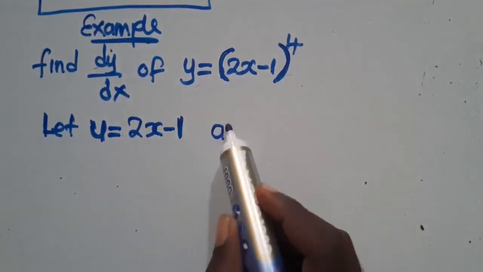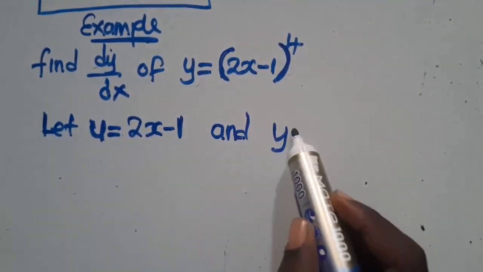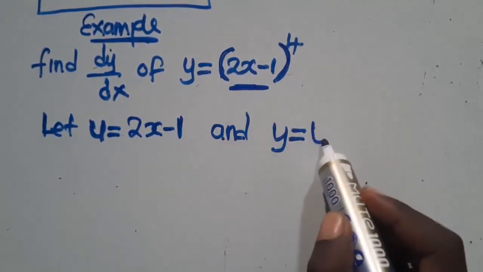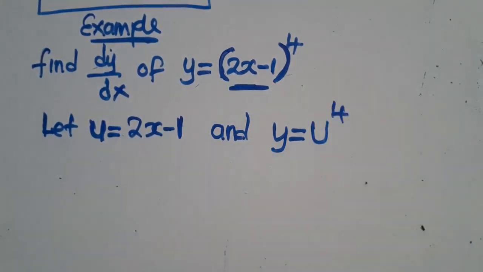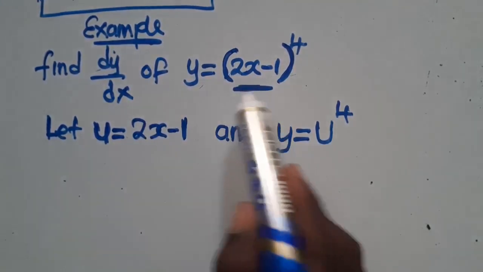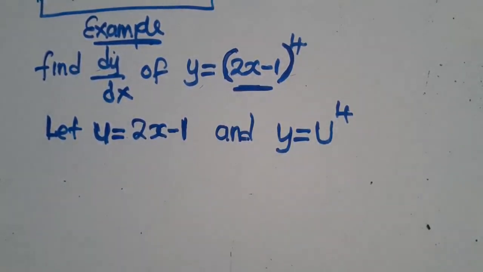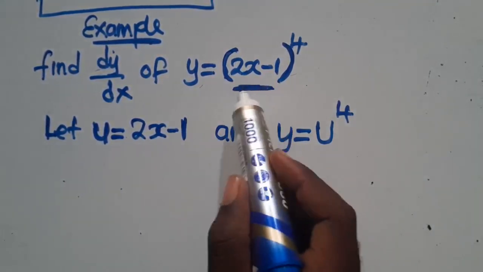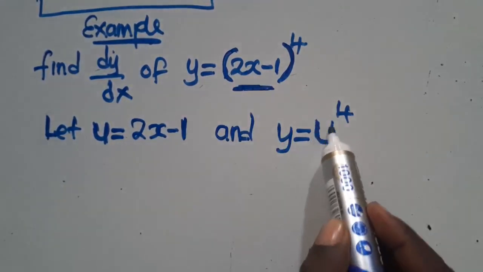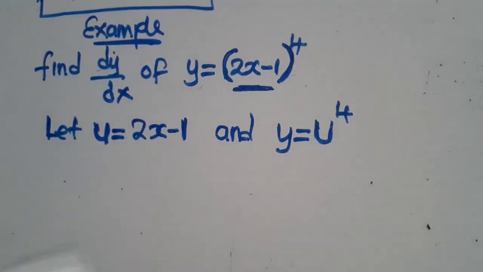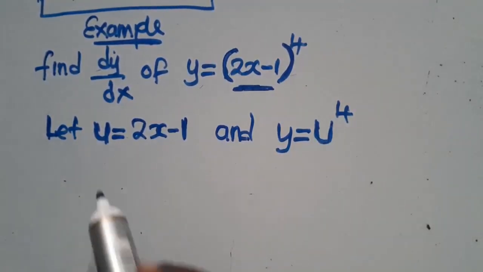So you say y is equal to, this whole expression there is u, so it is just the same as u to the power 4. It is one and the same thing. You just say u is equal to what is in the brackets. Don't even think so much. Just say u is equal to what you are able to see in the brackets. That's why here I said u to the power 4, because in this u there is 2x minus 1. We apply what we have been doing now. So here, what are you doing?